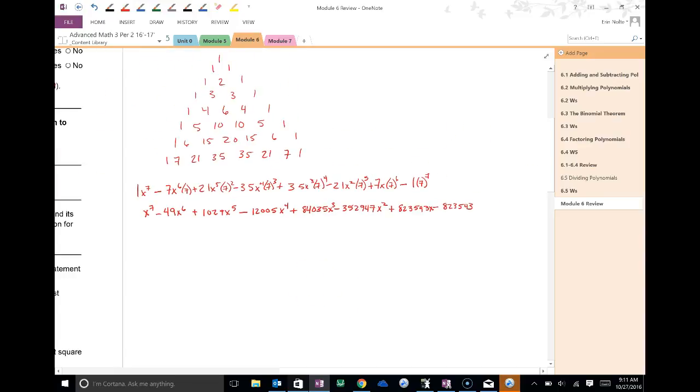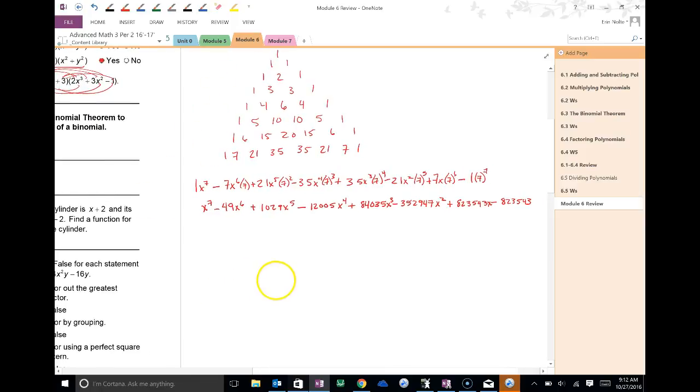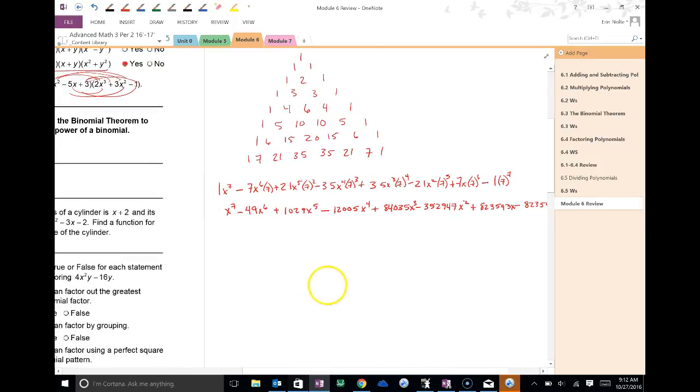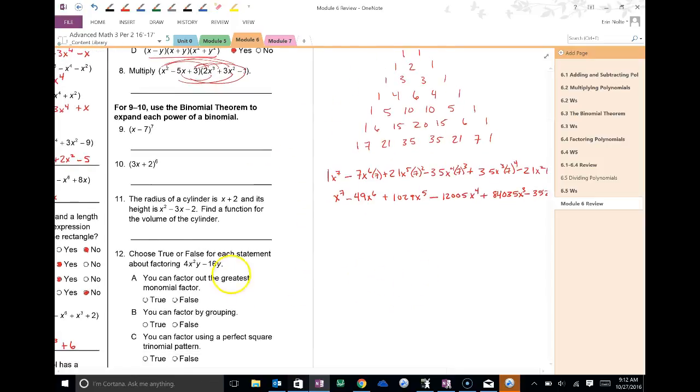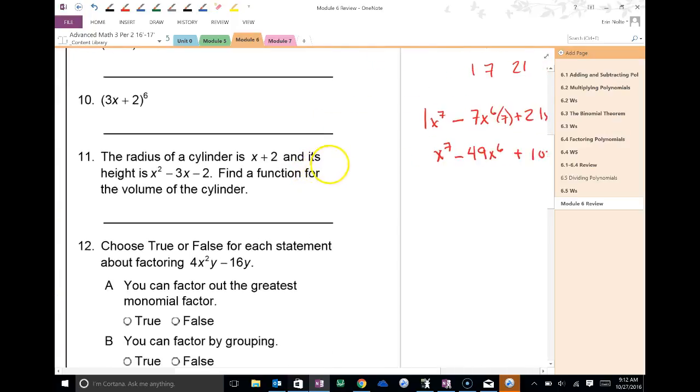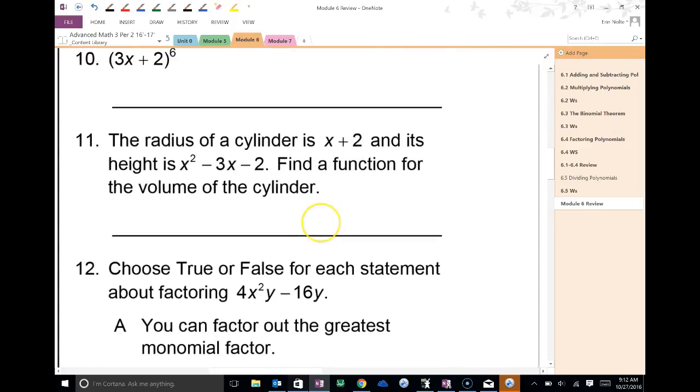That's pretty awesome though. Can you imagine having to FOIL that out 7 times? No, that would suck. Can we get an exemption from that? I don't think it is on here.